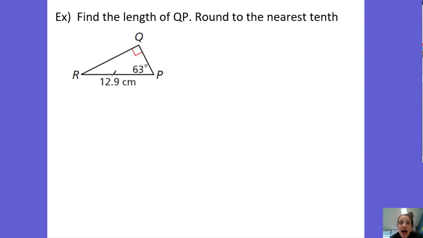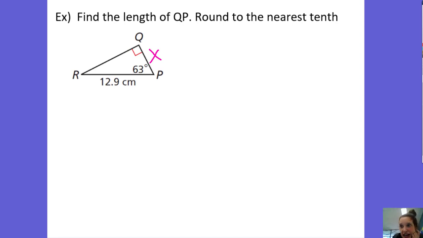We only have one of the side lengths. So I can't even do the Pythagorean theorem, because I need two side lengths to do Pythag. So I'm stuck. I have one angle that's not the right angle and one side. That's all I need to find all the other missing angles and sides in a triangle, which is pretty cool. I want to find the length of QP, so I'm going to call QP x.